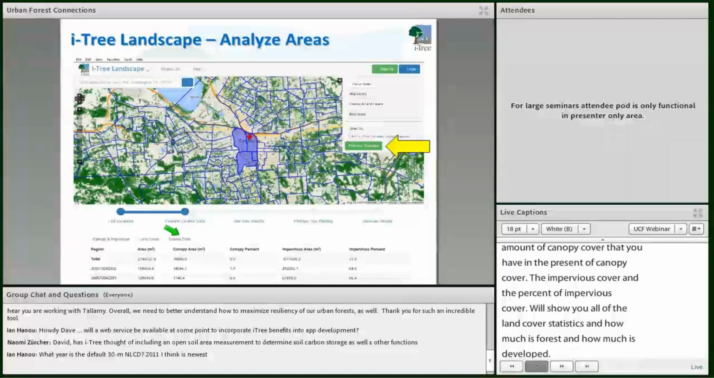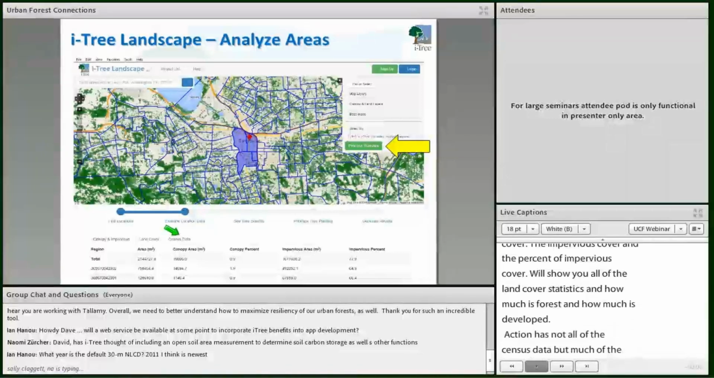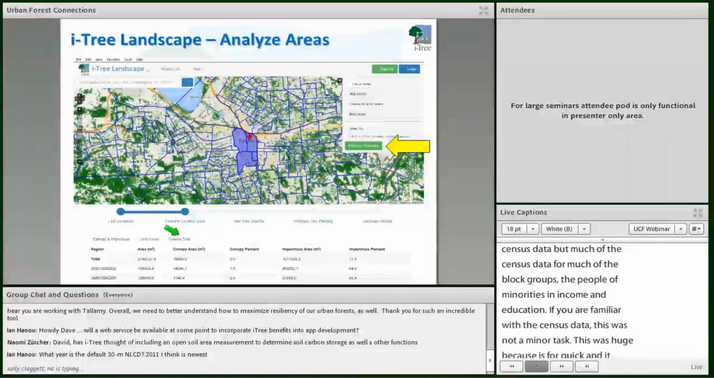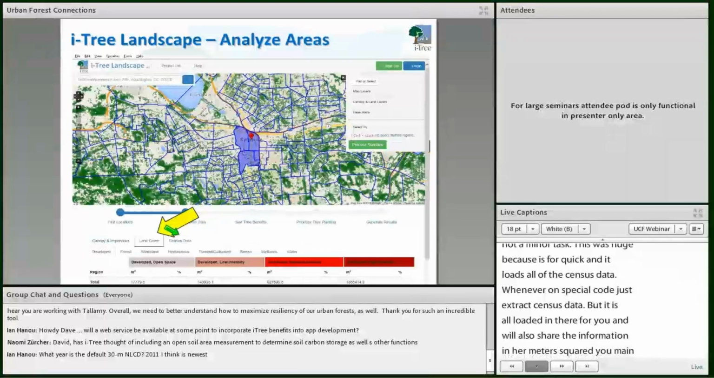And if you're familiar with census data, this was not a minor task. This is huge because it's very quick and it loads all the census data. We had to write our own special code just to extract census data, but it's all loaded in there for you. We will also show you the information in per meter squared, so you might want to know, not necessarily this number, but number of people per population density, or some of the services per canopy cover.